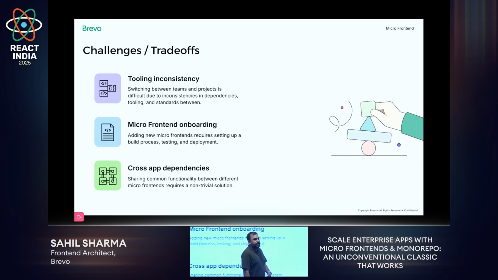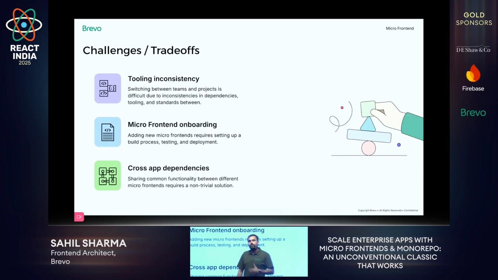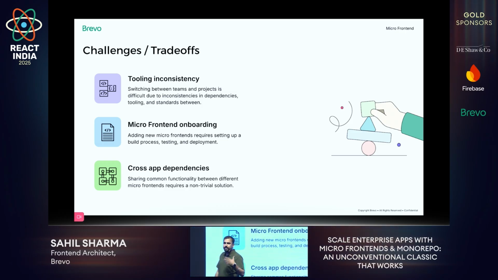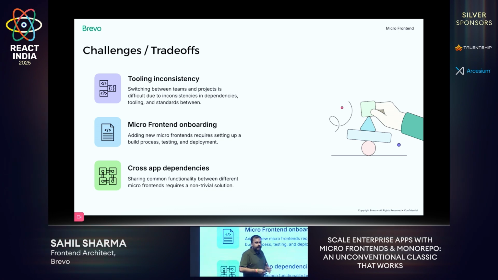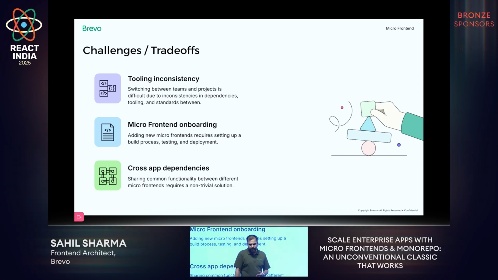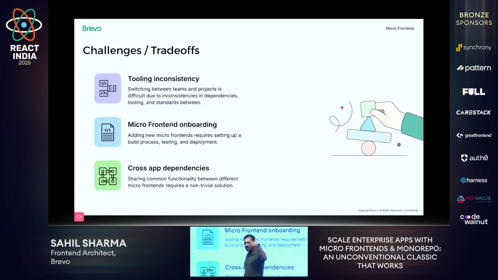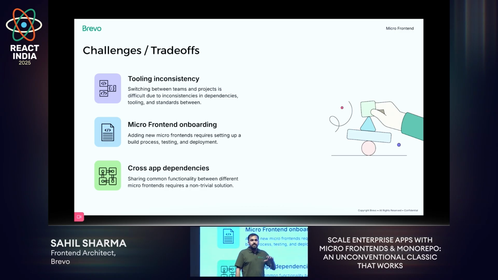Now comes the trade-off part. With this architecture, everything was good. But the main challenges we faced, because earlier we had 5 to 6 applications which scaled very well, until we reached 10, and then when we grew further, the main challenge that we faced is related to the tooling.